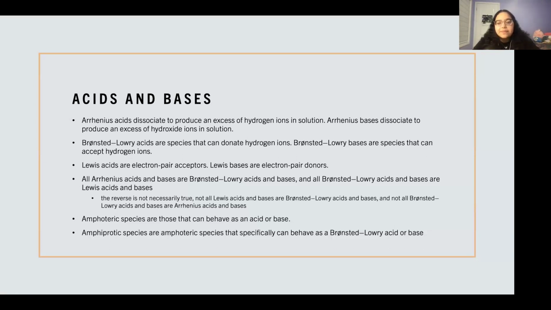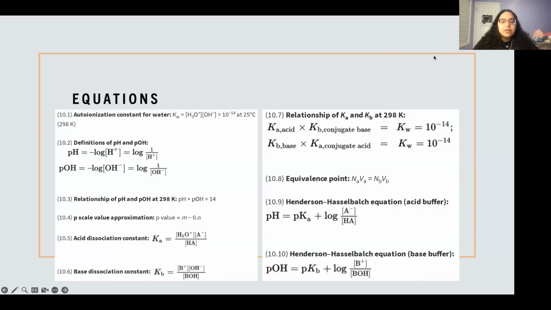Amphiprotic is a specific type of species that can behave as a Bronsted-Lowry acid or base. For example, water, because it can donate or accept hydrogen ions. These are the equations that come up when dealing with acids and bases.